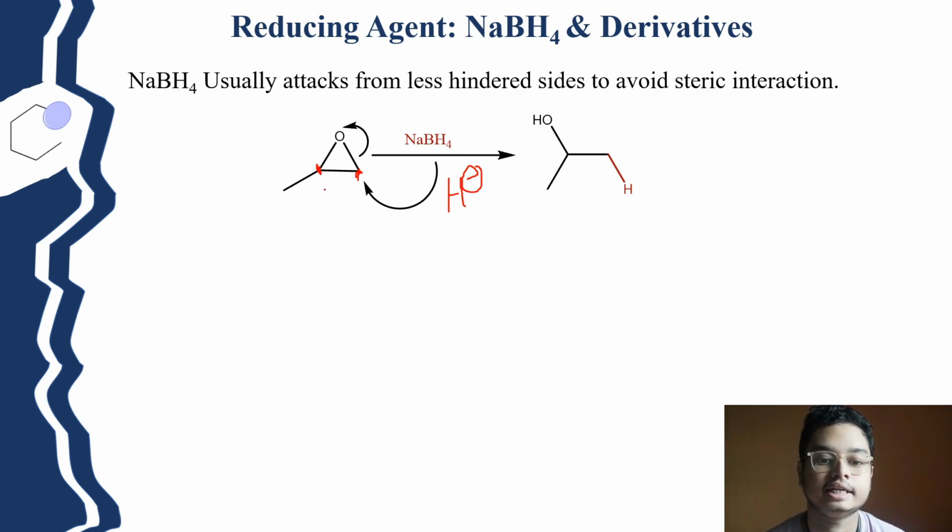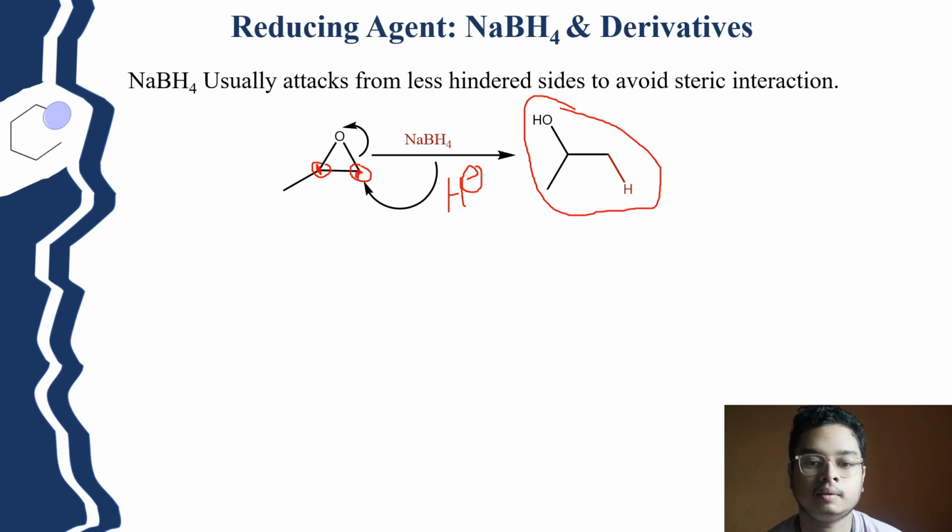Now we can say regioselectivity comes into the picture here, as this center is less hindered than this particular center. So this particular hydride attacks here, and the epoxide opening takes place to form this type of compound. And usually this trend has been observed: when NaBH4 is used in reduction reactions, it will attack from the less hindered side.